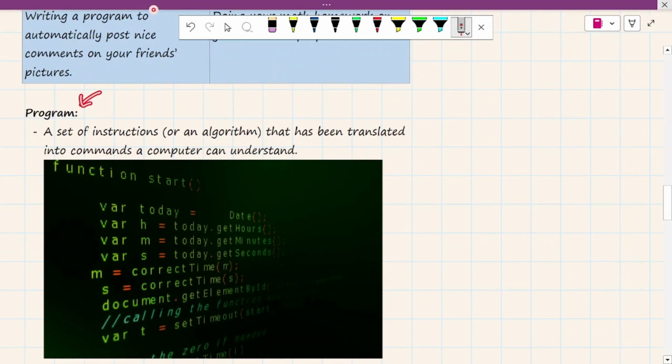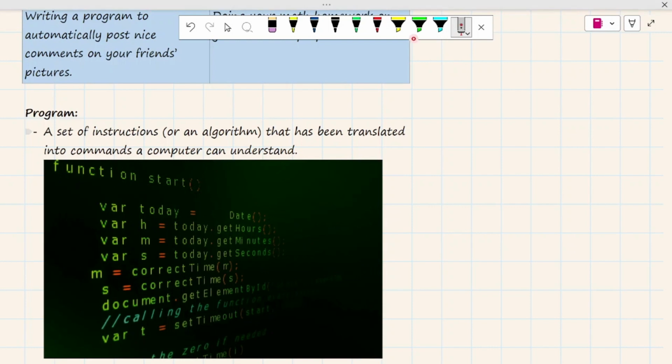You need to understand what exactly is the program. Next we come to the algorithm. There we will know what is algorithm. A program looks something like this: functions or some variables and so on. You will come to know about this in the later lectures. A set of instructions that has been translated into commands a computer can understand. Set of instructions, actually a set of instructions is the algorithm itself. It has a number of steps of what exactly has to be done, and that is translated into a computer language like C, C++, Java, Python, and so more. There are hundreds of languages which can be used to communicate with the system.